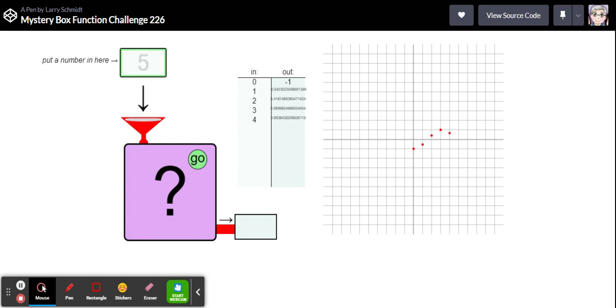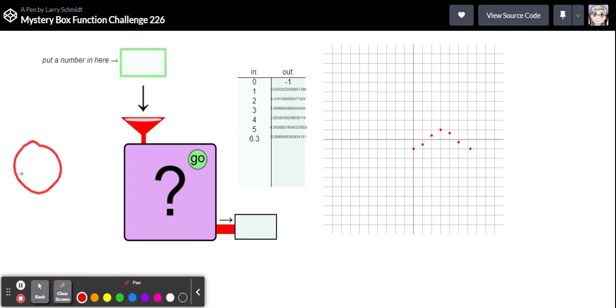Let's put in a 5. I'm going to put in a 6.3 as an approximation for 2 pi. And that's almost -1. So it looks like we got up to basically 1, and then our lowest point is -1. And that would be the right range for the sine or the cosine function. So let's think about those functions.